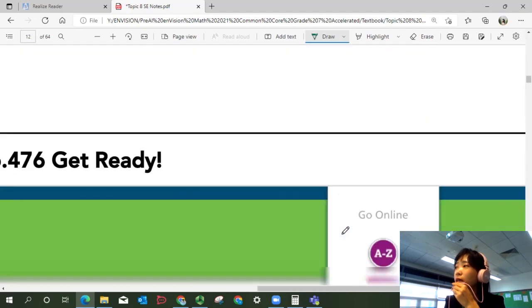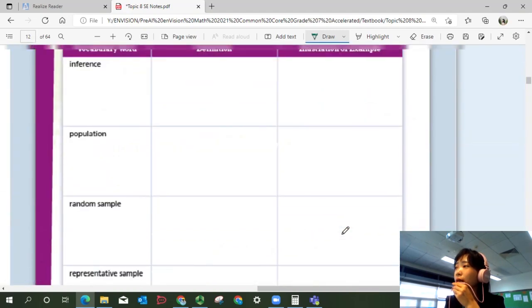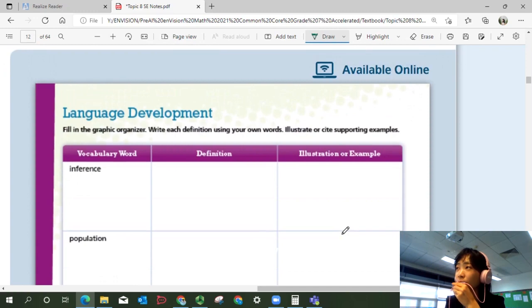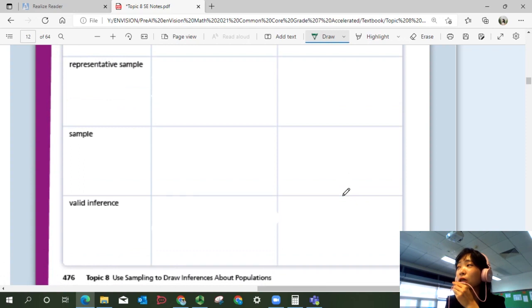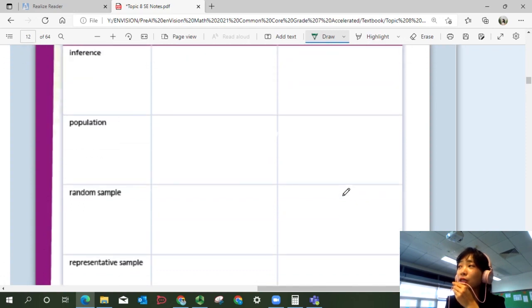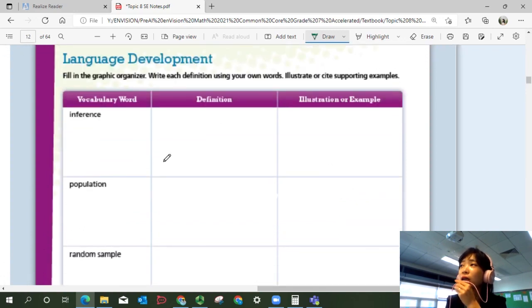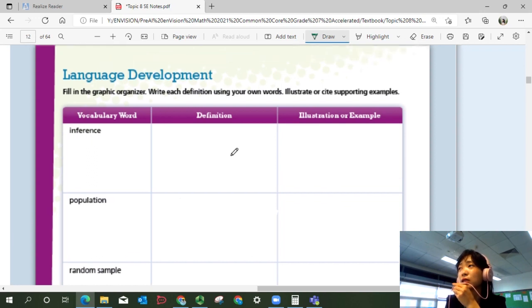Okay, so in your next page, we have a language development. We're going to fill in the graphic organizer for each vocabulary word and write your definition using your own words and illustrate or give an example of each vocabulary so that you can keep track of the vocabulary that is used in this topic. Okay, let's start with inference.